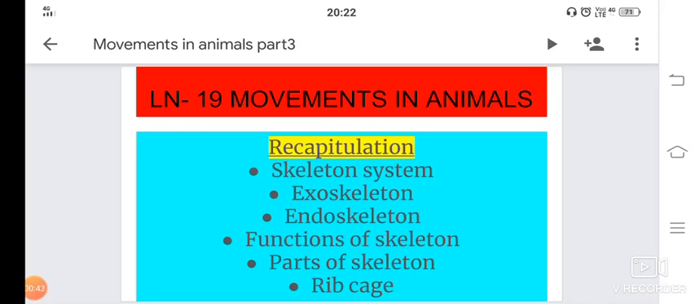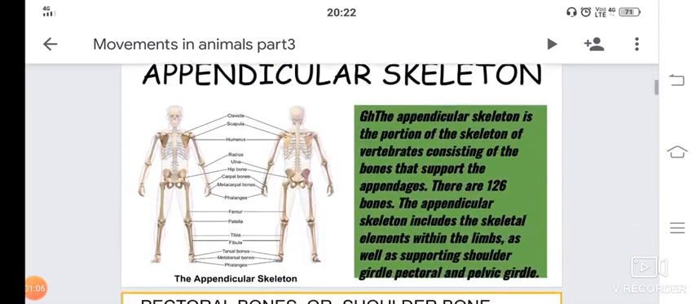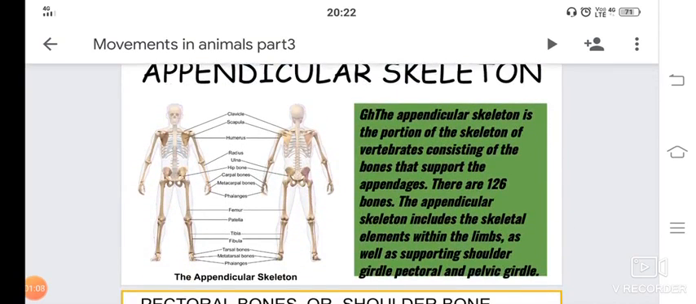In human beings, we completed the skeletal system. Here is the recapitulation: skeleton system, exoskeleton, endoskeleton, functions of skeleton, parts of skeleton, and ribcage. These are the topics we already discussed. Now we are going to see the remaining topics in this lesson. Our next topic is the appendicular skeleton.